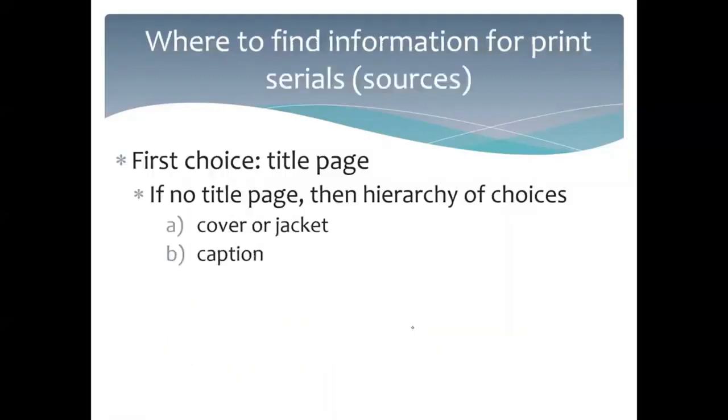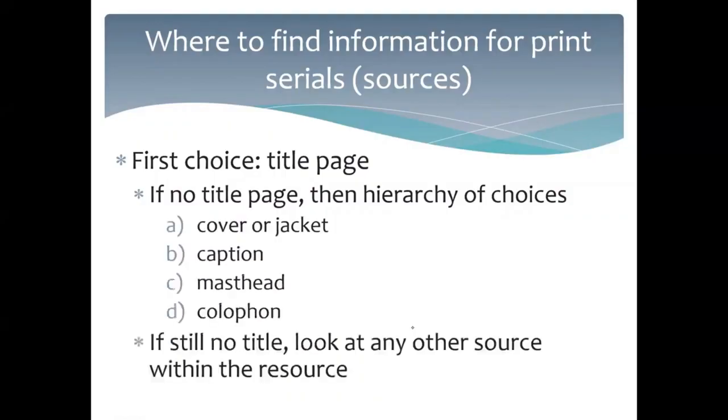So where do we find information? That's the first choice you need to make as far as original cataloging, which one of those you're going to do. But once you get to that, then where do you find information for print serial, at least? We're going to talk about both print and electronic here. So for print, first choice is always going to be your title page or cover. If you're looking at more of a newspaper or magazine, you're going to be looking more at what that front page would look like.